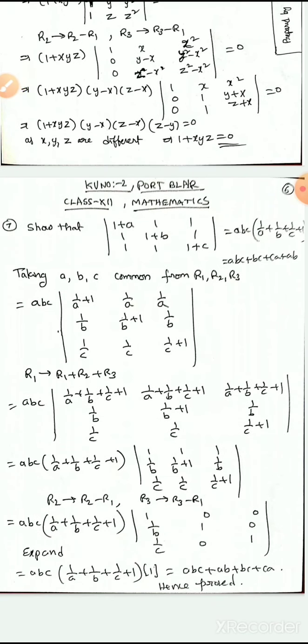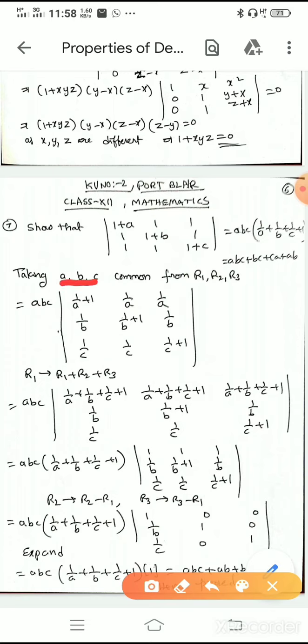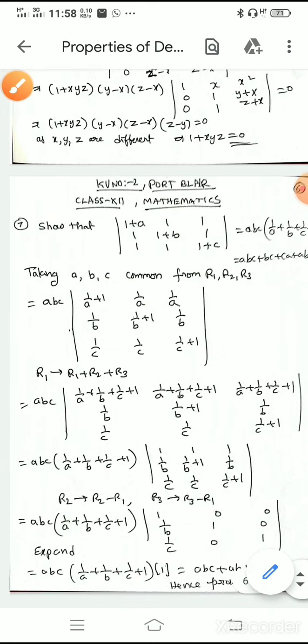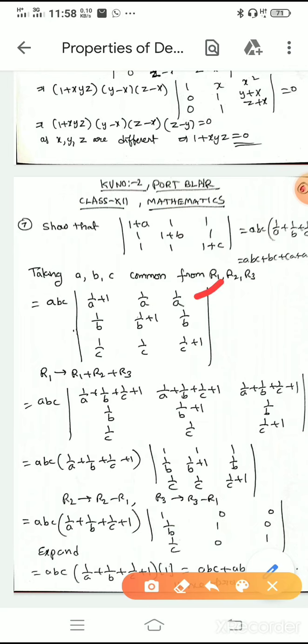Now the first step is take A, B, C common from row 1, row 2, row 3 respectively. Then if you take ABC common, row 1 will be 1 by A plus 1, 1 by A, 1 by A. Row 2 is 1 by B, 1 by B plus 1, 1 by B. Row 3 is 1 by C, 1 by C, 1 by C plus 1. After that what you do? Apply row 1 is equal to row 1 plus row 2 plus row 3.